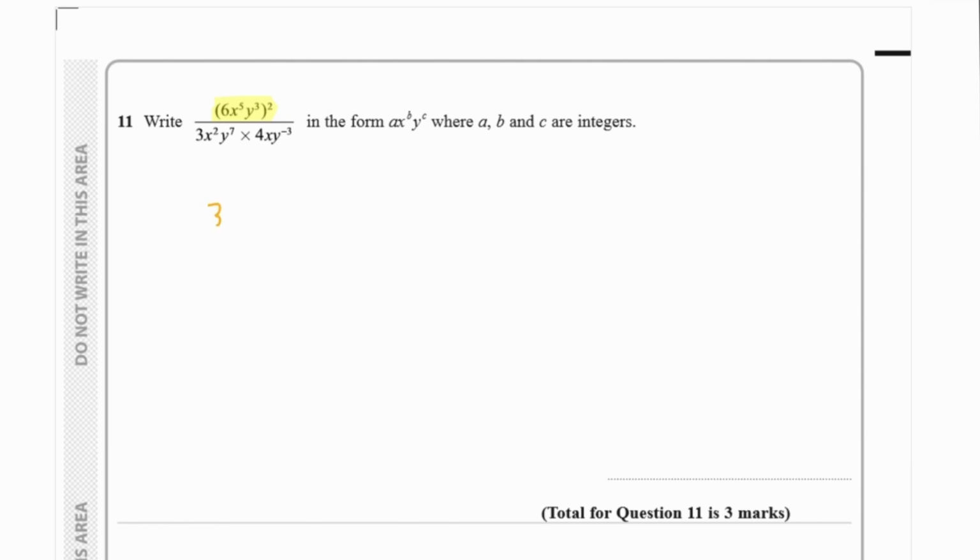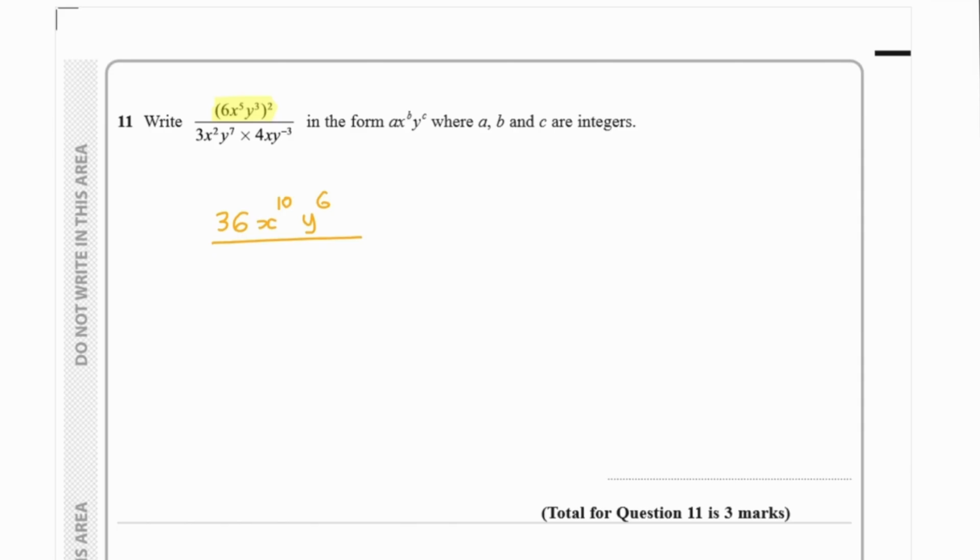squared. So 6 squared gives us 36. X to the power 5 squared means we would have to multiply the powers, which would give us x to the power 10. Y cubed and then squared would also mean we would have to multiply 3 and 2, which gives us y to the power 6.